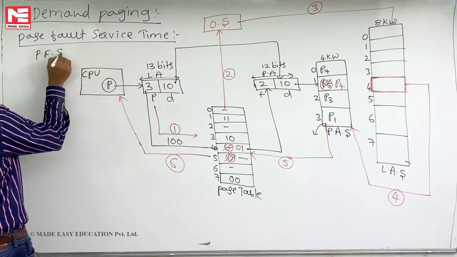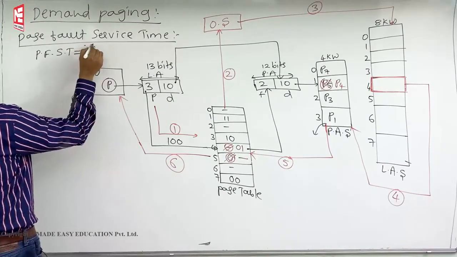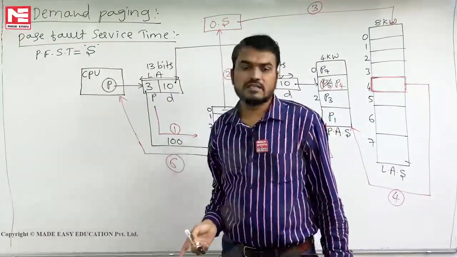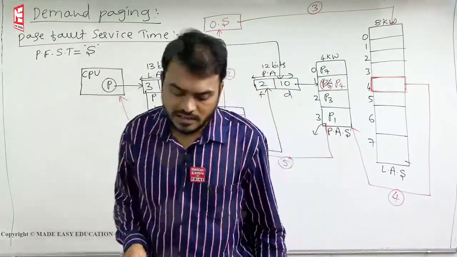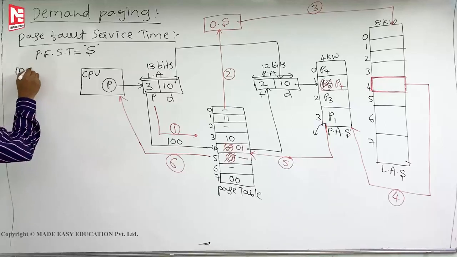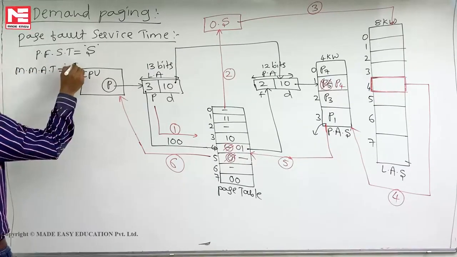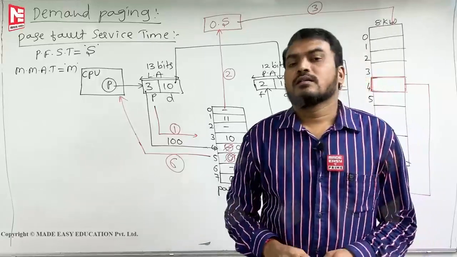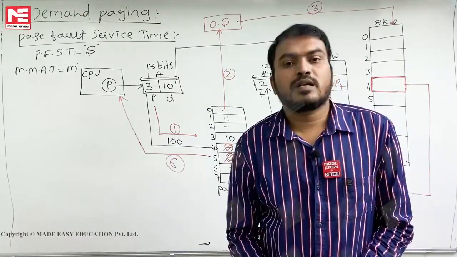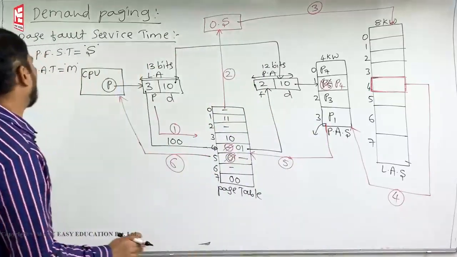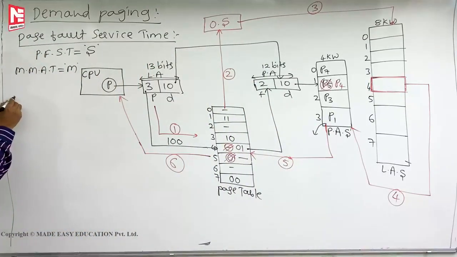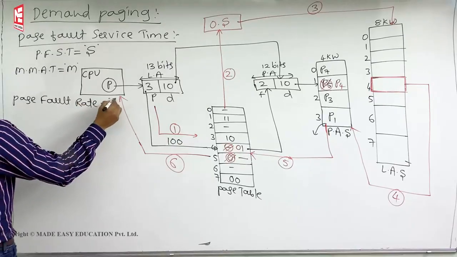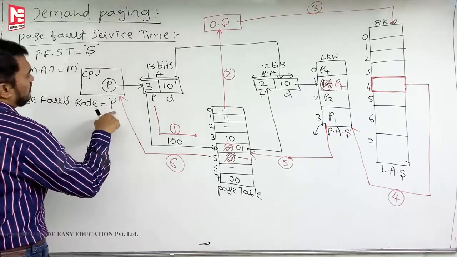Page fault service time equals S. Next line: main memory access time equals M. Next line, write page fault rate equals P. Page fault rate equals P.